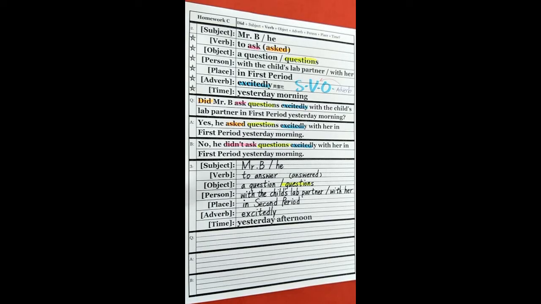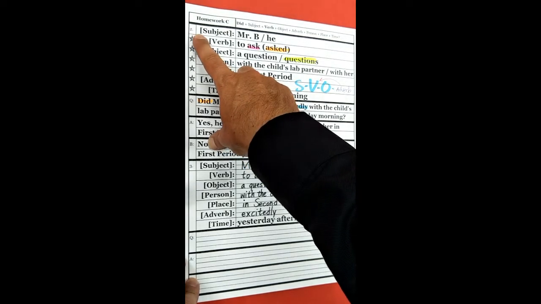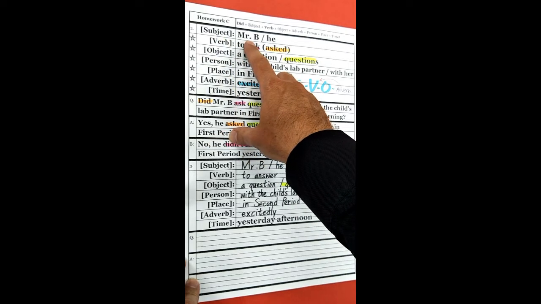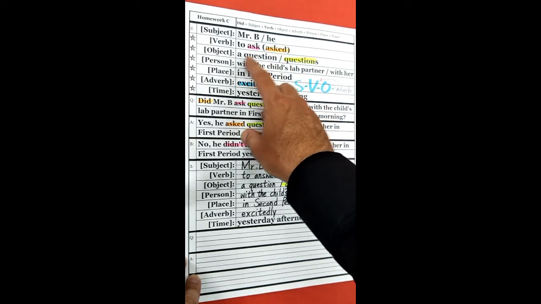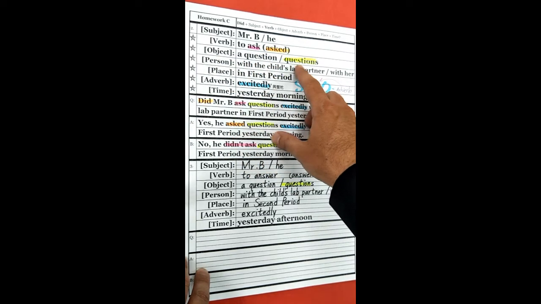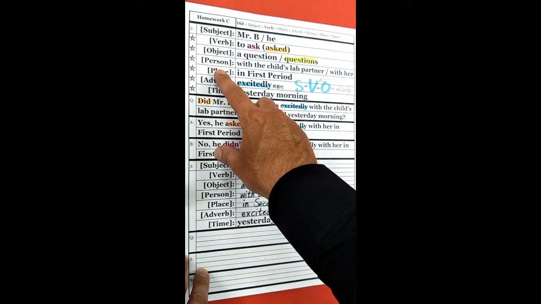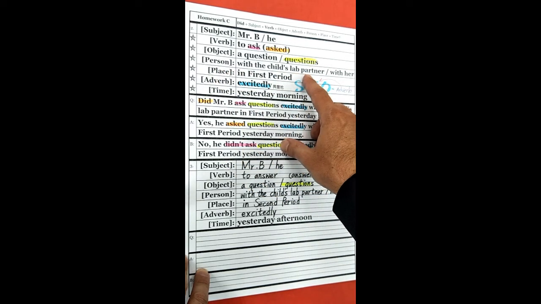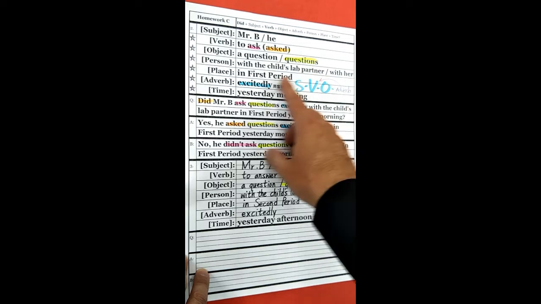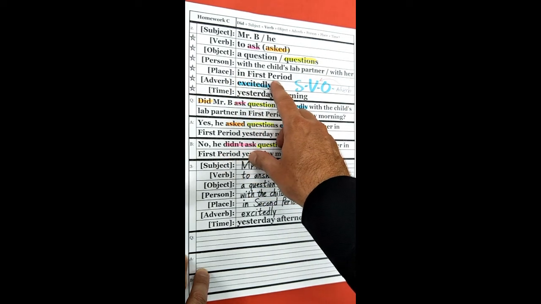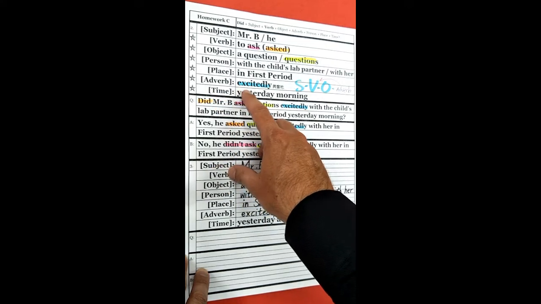Today we're doing homework C. All right, let's look at number 2. Subject, Mr. B, he. Verb, to ask, asked. Object, a question, questions. Color questions yellow. Person, with the child's lab partner, with her. So the lab partner is a girl, so we can say with her. Place, in first period. Adverb, excitedly.